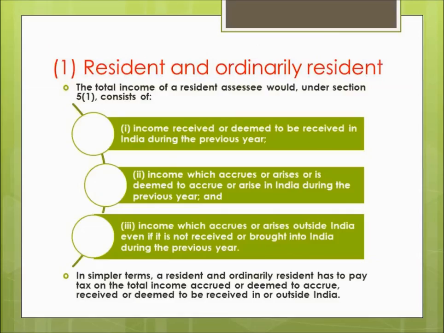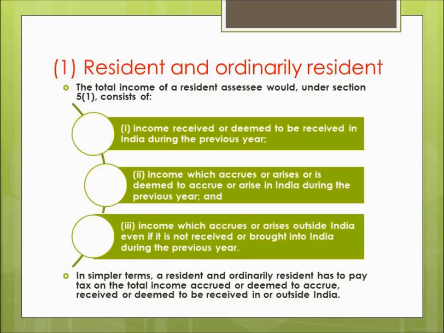The first category, that is resident and ordinarily resident. How will the total income of this category be taxed? The total income of a resident assessee would, under Section 5(1), consist of these three incomes. If an assessee falls under the category of resident and ordinarily resident, then all these types of income earned by him or her will come under the purview of total income.